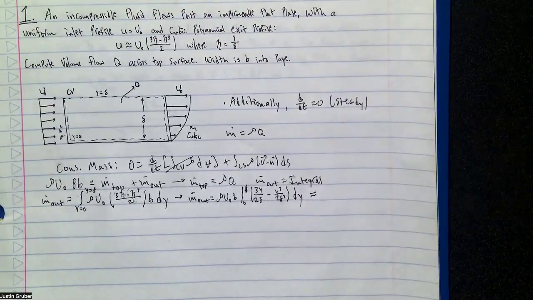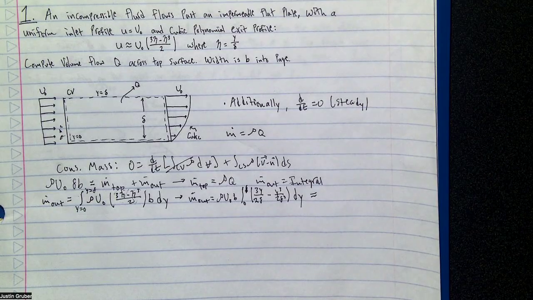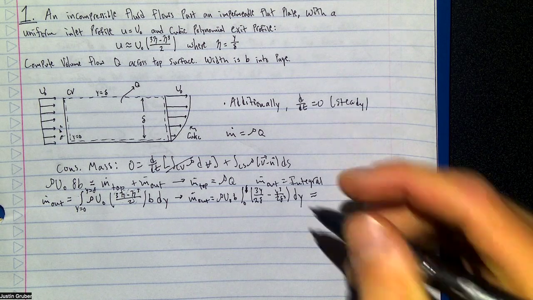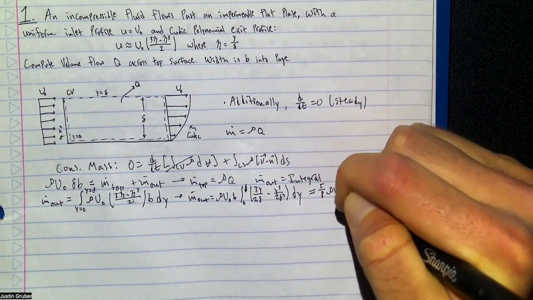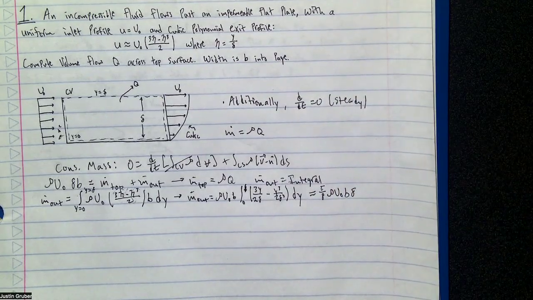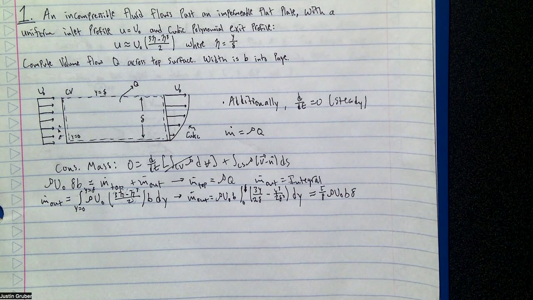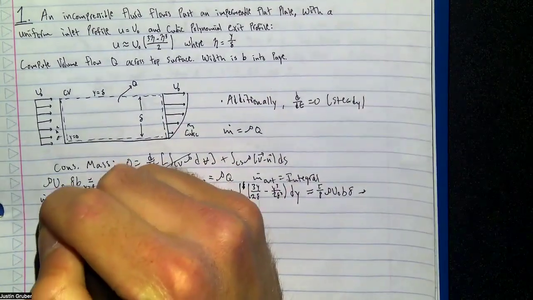And so now go and math this out. Go plug it in. I'm not going to do the full integral sitting here, but it'll be 5 over 8 rho u naught b delta, I believe. So that's what m dot out actually equals. Now go plug everything back in.